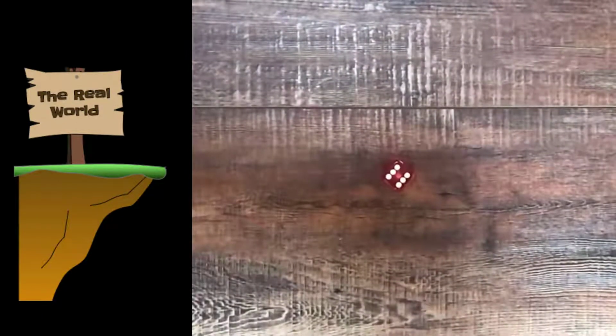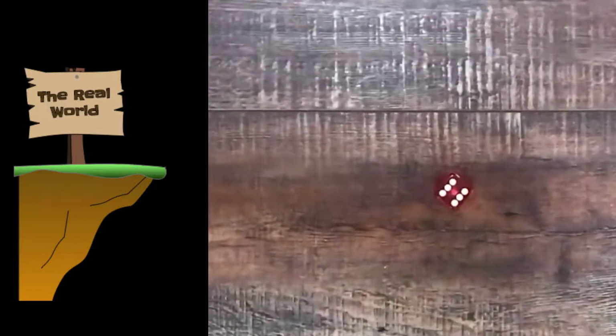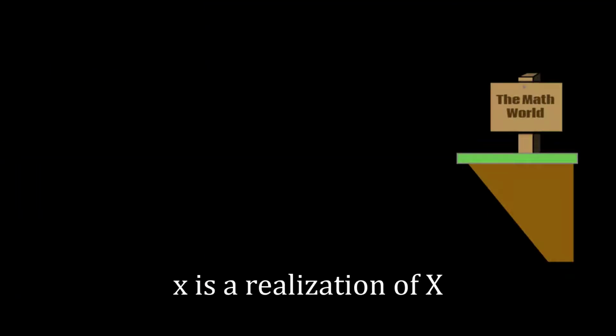Back to the real world, we now toss the die and observe its outcome, a 6. In the math world, we use a lowercase letter to represent a realization or observation of the random variable. In this case, lowercase x is an observation of uppercase X, and we say lowercase x equals 6, or just x equals 6, and you know it's the lowercase one.